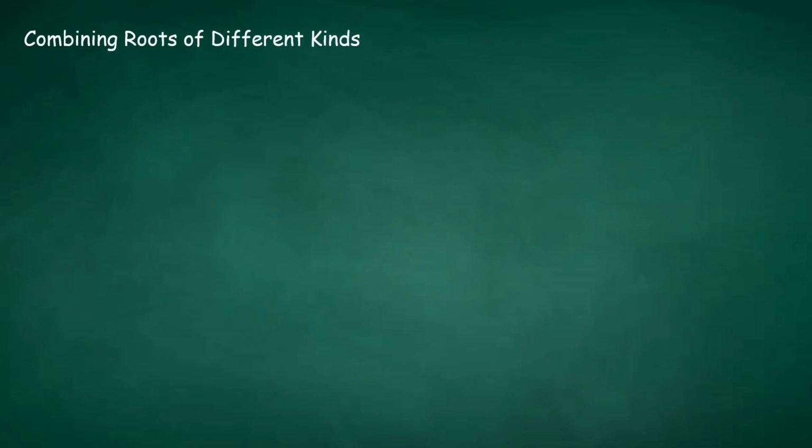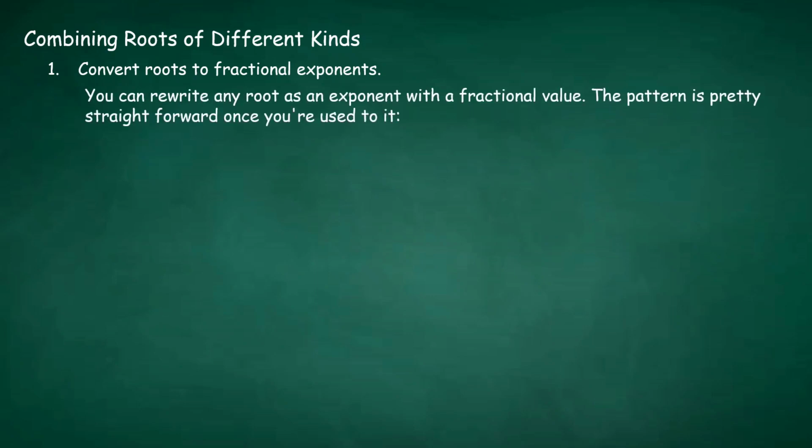Combining roots of different kinds. 1. Convert roots to fractional exponents. You can rewrite any root as an exponent with a fractional value. The pattern is pretty straightforward once you're used to it. We have square root of x is equal to x raised to the power of 1/2. Cube root of x is equal to x raised to the power of 1/3. Fourth root of x is equal to x raised to the power of 1/4, and so on.